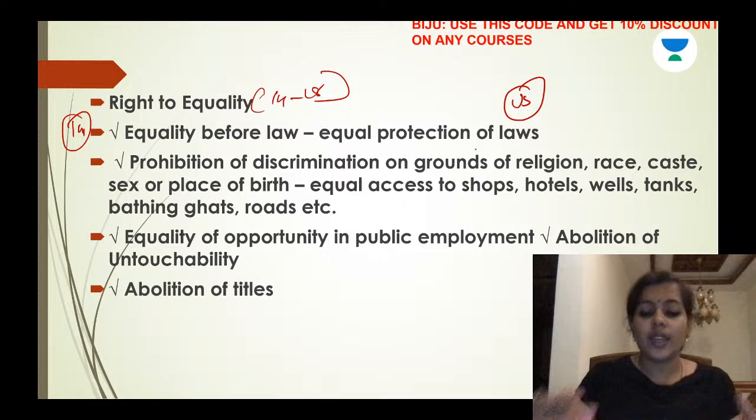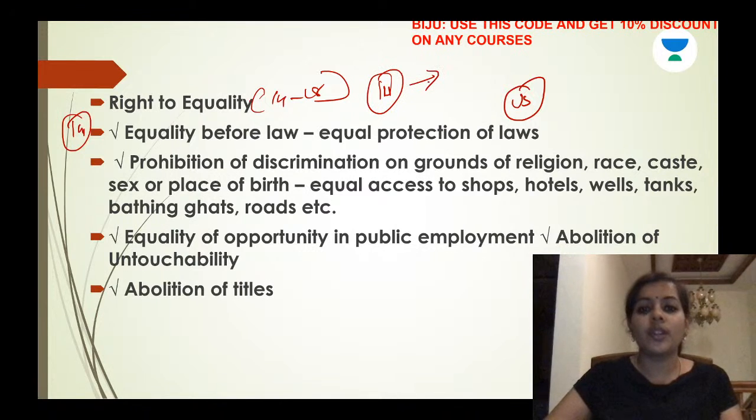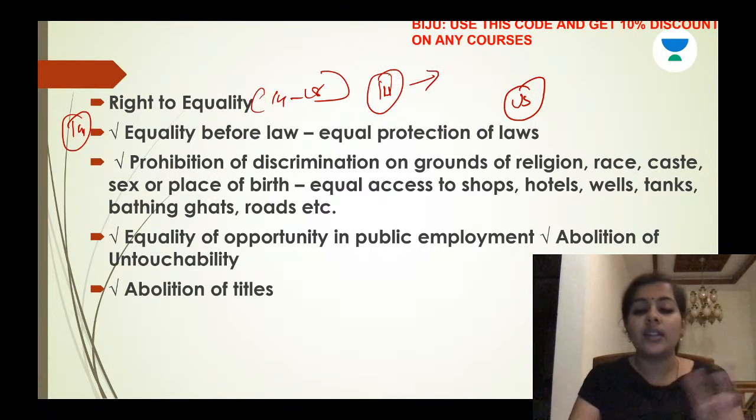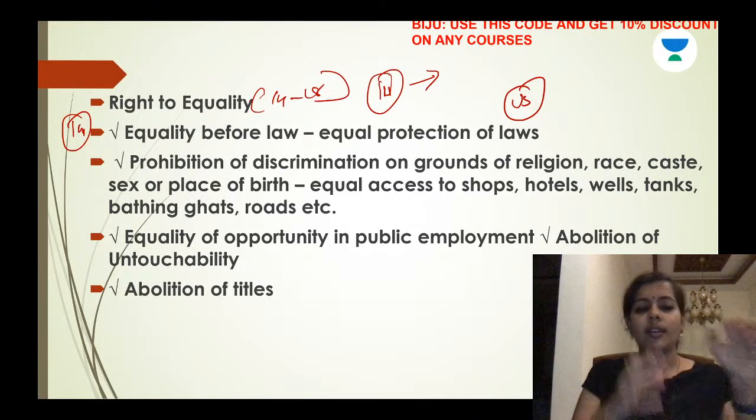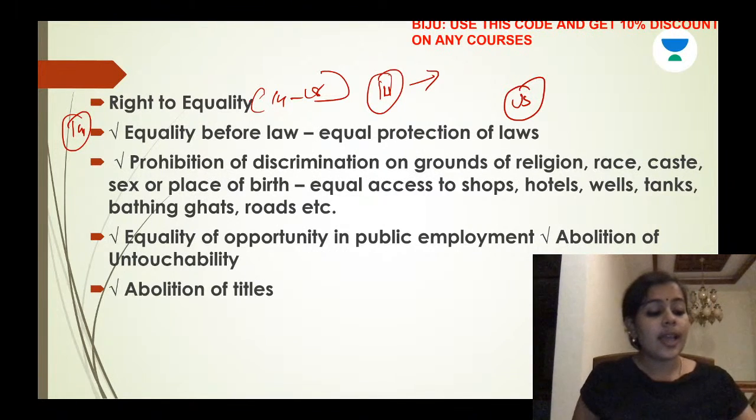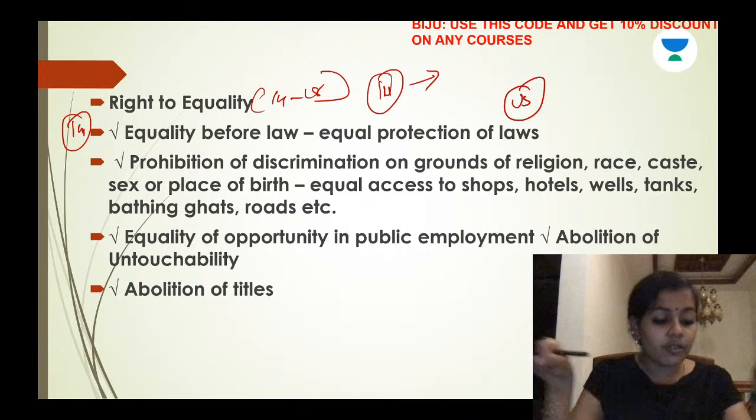So 14 February is something very famous. For what is it? What is 14? February 14 is celebrated as Valentine's Day all over the world. And in the same way, this Article 14 is very crucial and important for the Constitution of India.